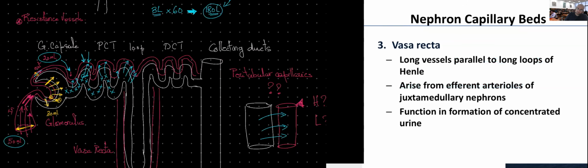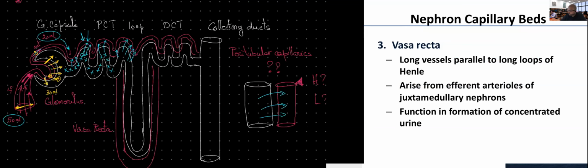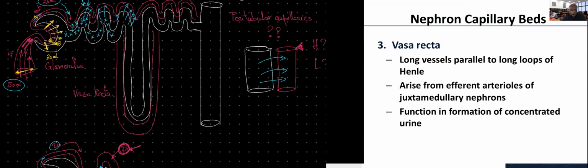Moving on to the next type of capillaries that we do have as part of the nephron. This is going to be the vasa recta. Again, what do I mean by vasa recta? Vasa means vessel and recta means straight. Those are the long vessels that will be surrounding the long loops of Henle.